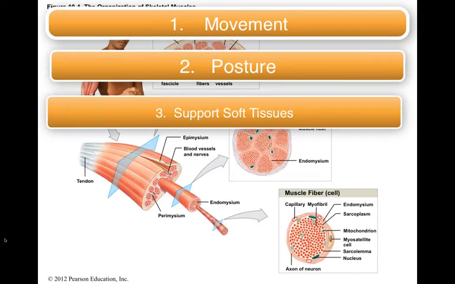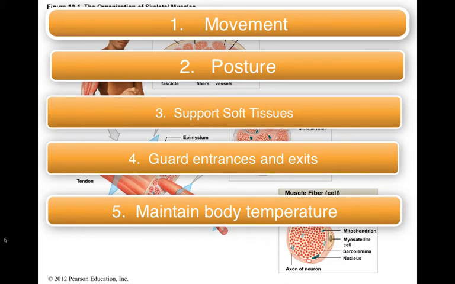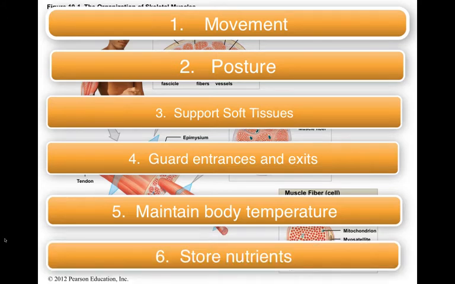Skeletal muscles support soft tissues such as abdominal muscles and pelvic floor muscles, supporting the organs of the abdominal pelvic cavity. Skeletal muscles guard entrances and exits by surrounding the openings of the digestive and urinary tracts. Skeletal muscles maintain body temperature by releasing heat when they are working. And finally, skeletal muscles can store nutrient reserves because the protein in muscles can be broken down into amino acids, which can then be used to produce energy.